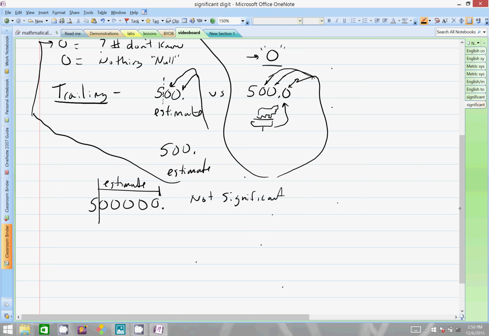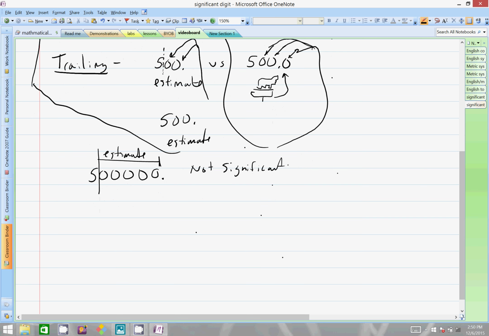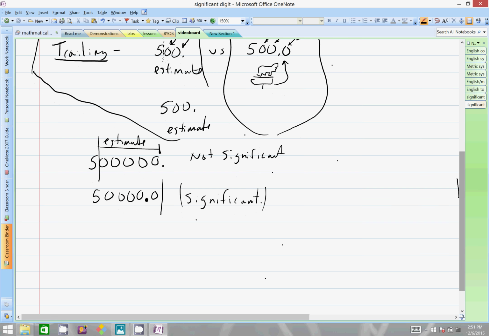Okay. Then I have the option of any time I go past that zero, the decimal, then everything is significant and I lose actually right here. So this is sometimes the hardest thing for people to kind of get used to. Is it an estimate or is it not? Okay, so that's a trailing zero.